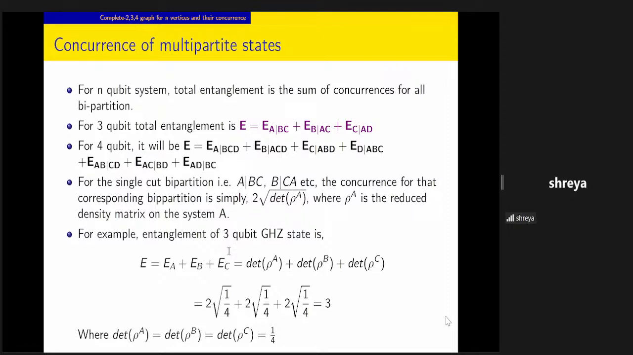And in this way, we can calculate the 3-qubit state entanglement, that is the total entanglement, by adding these 3 bipartitions A, B, and C, that is determinant of rho A, determinant of rho B, and determinant of rho C. That will come to 3.